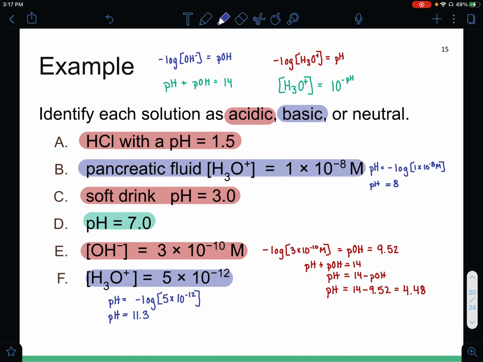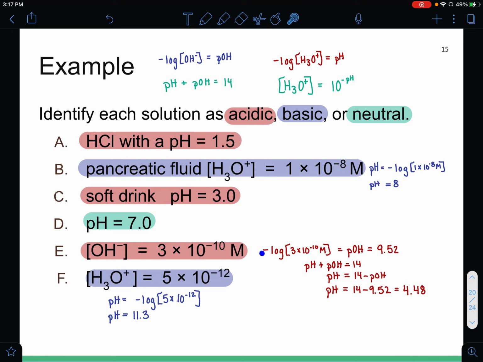There we go. And grab that one. Cool. Then the last two. For E, I was given the OH minus concentration. So this one involved a little bit more work. And the reason why I have this in red is because it ended up being acidic at the end.